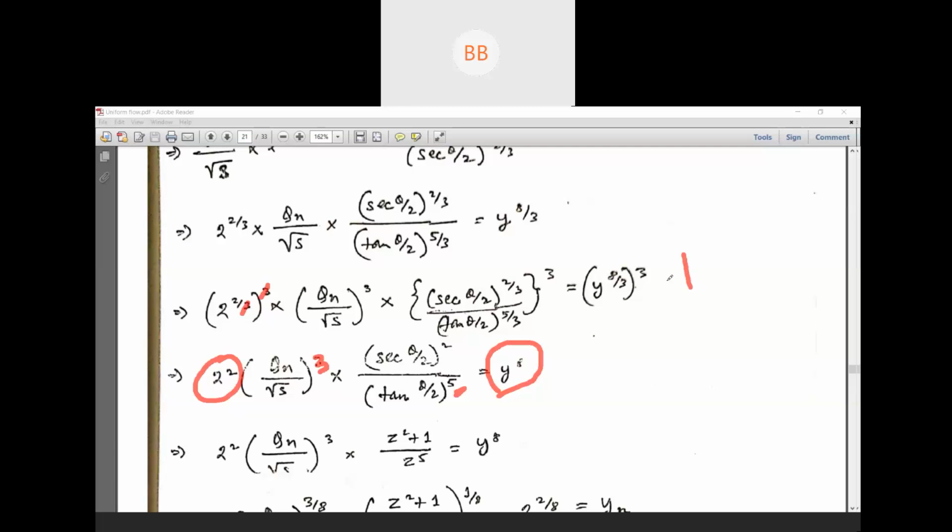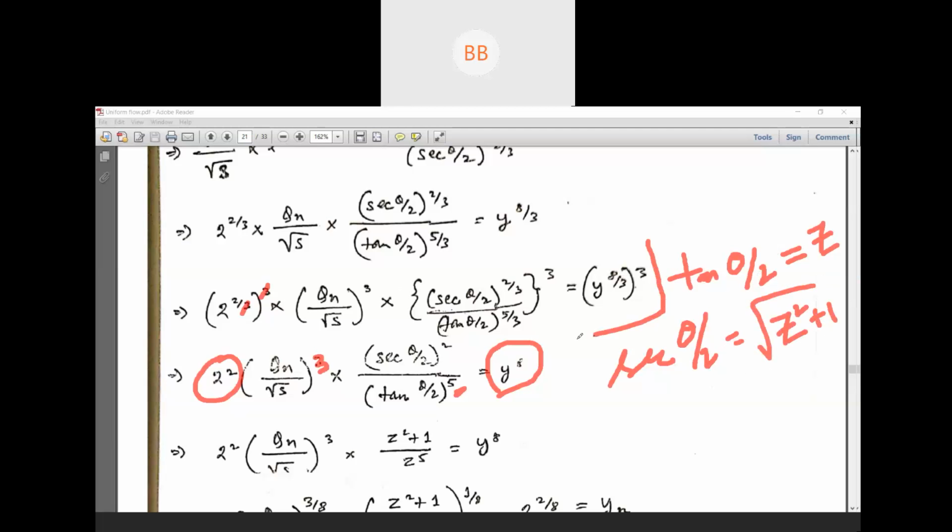So we all know tan theta by 2 is z, we have already derived, and sec theta by 2 is nothing but root over z square plus 1. We have already derived this. For this numerical, tan theta by 2 is equal to z, and sec theta by 2 is equal to root over z square plus 1.